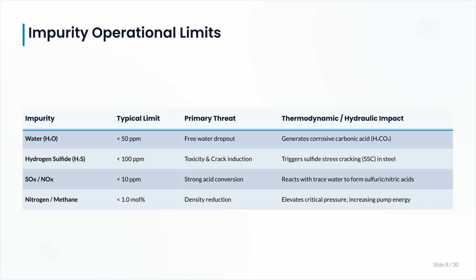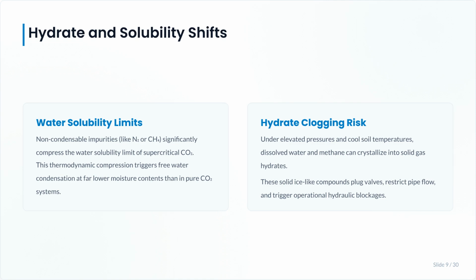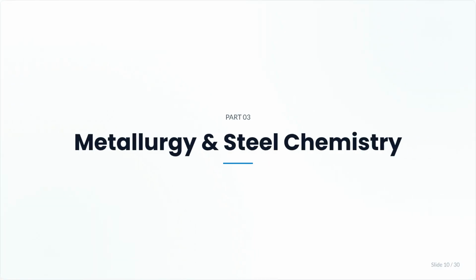This table outlines key impurity limits. Maintaining low levels of water, H2S, and other gases is essential to prevent operational issues like corrosion, stress cracking, and increased energy requirements. Impurities also shift solubility limits. Non-condensable gases can trigger water condensation unexpectedly, while cool temperatures may cause dissolved water and methane to crystallize, potentially causing blockages. Part 3 focuses on metallurgy and the specific steel chemistry required for high-pressure CO2 transport.